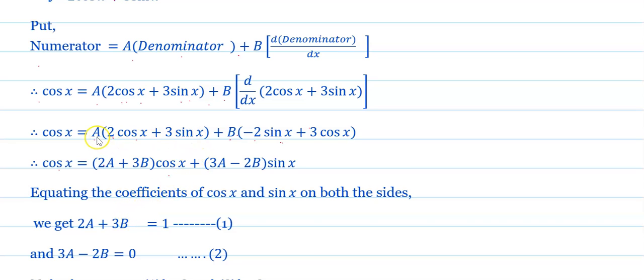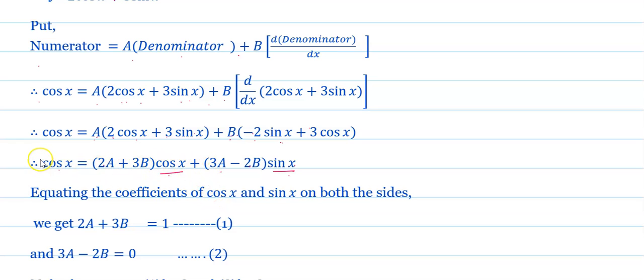Okay. Now here a into 3 sin x. Okay, we take the sin x term. Minus 2b into sin x. Take sin x as common. Then in bracket you will get 3a minus 2b, sin x. Okay, this is important. Now equate the coefficient of cos x and sin x from both the sides.